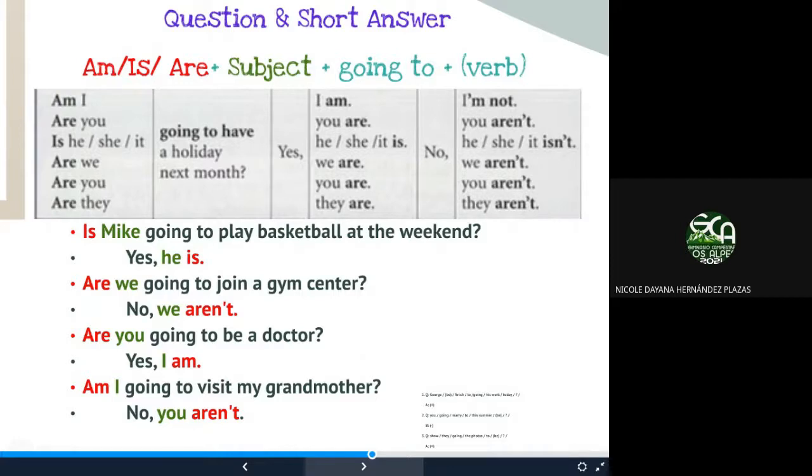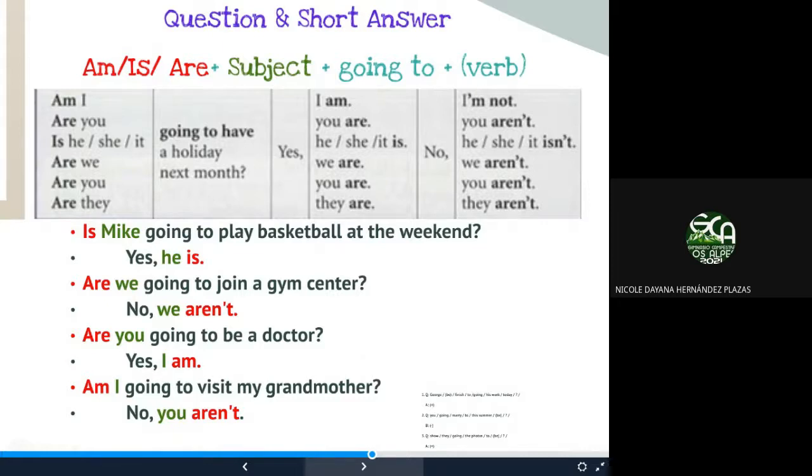You have to change the order. Very good, Gabby. You have to change the order. That's the main rule, the most important rule. Entonces, si tenías sujeto, verbo, complemento, ahora va a ser verbo, sujeto, complemento. Cambias el orden. Jerónimo, please focus.